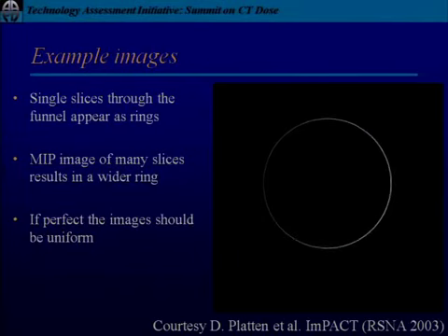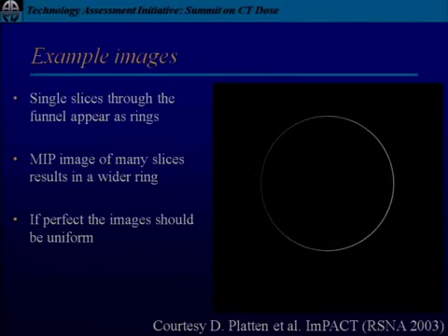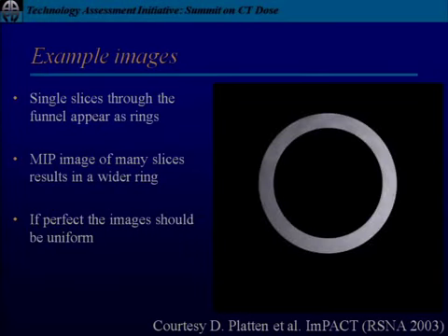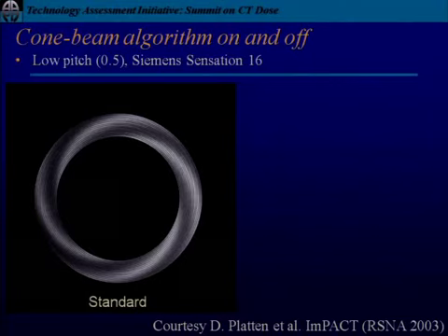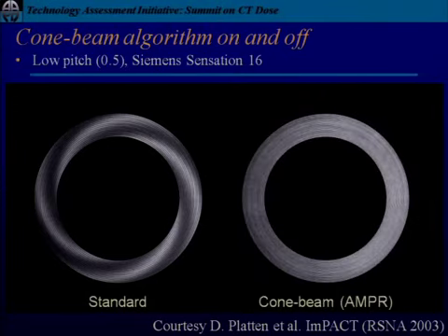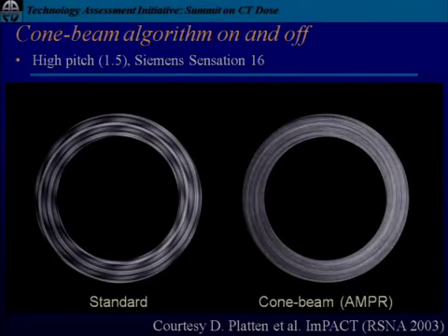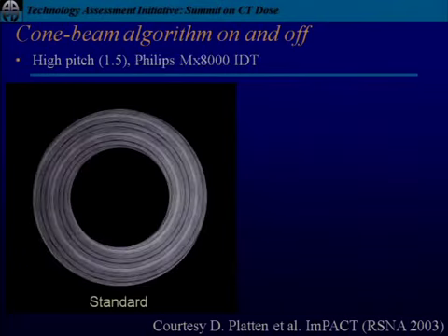Next slice, it's a different diameter, and if you do a MIP and project all of them, you get a thicker ring. Where is it? That should be pretty uniform if your image quality was uniform. Well, I've got all the systems labeled in the pitch without a cone beam, and you see this variation in the CT number, and then with their brand of cone beam correction, much more homogeneous. If you go to a higher pitch, cone beam artifact gets exaggerated, cleans up, but not perfect.